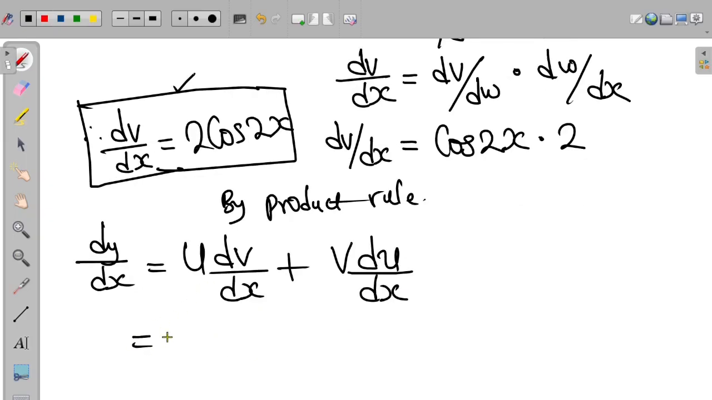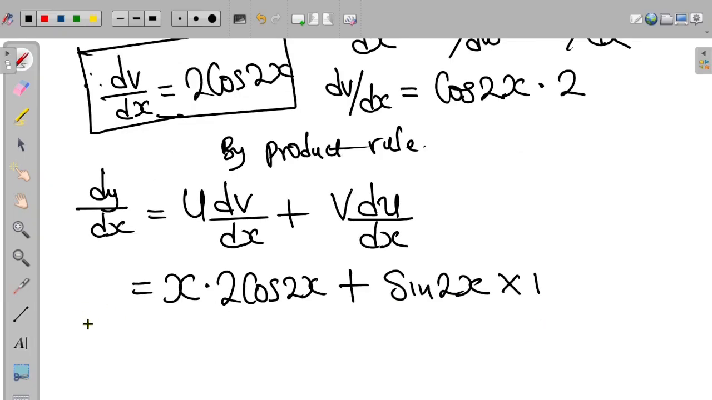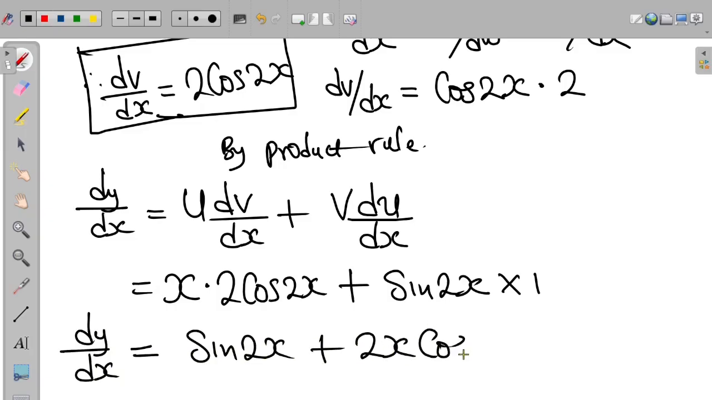Now, u is giving us x multiplied by dv over dx, which is 2 cos 2x. So we have 2x cos 2x plus v is giving us sine 2x, and du over dx is 1, times 1. So therefore, at this point, dy over dx will be equal to sine 2x plus 2x cos 2x. Thus, we have been able to obtain the derivative of y.